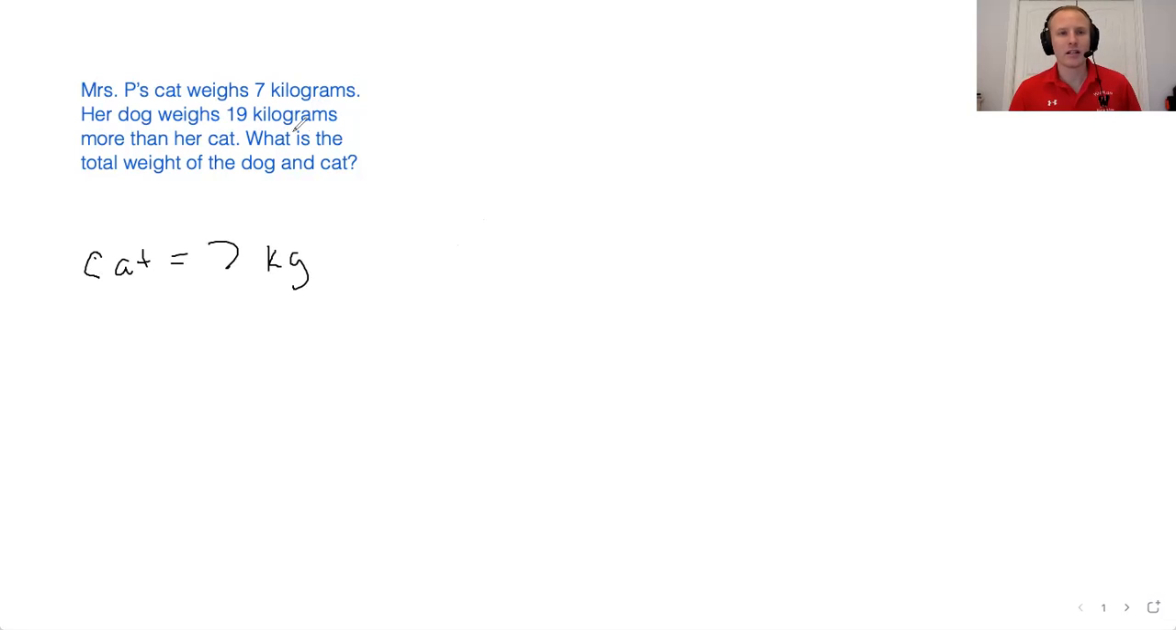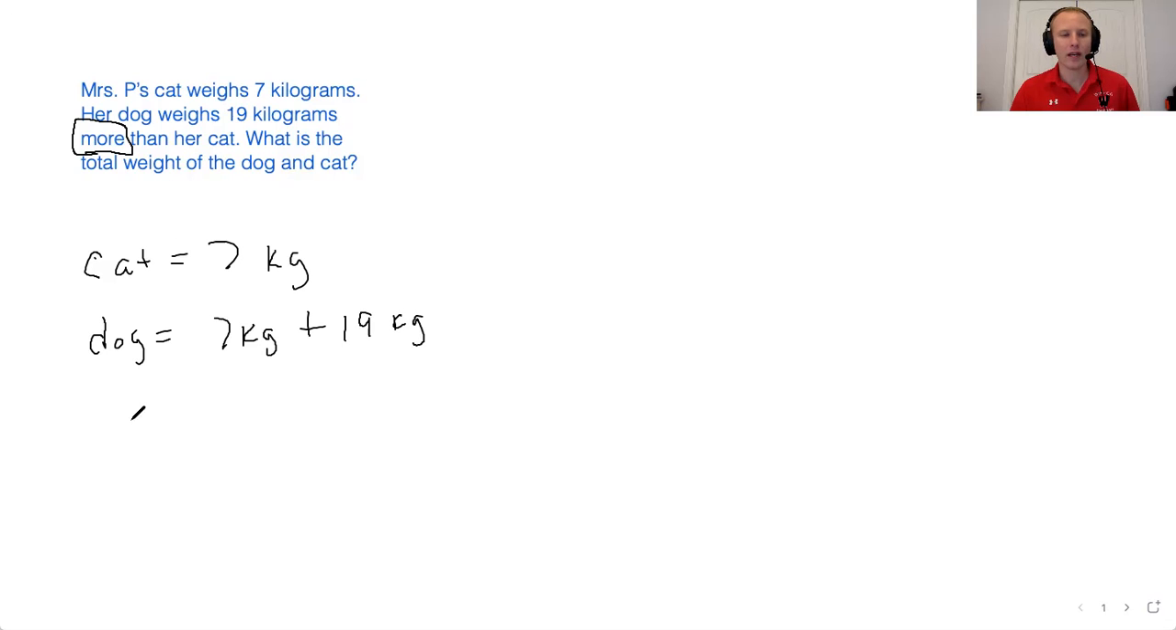Her dog weighs 19 kilograms more than her cat. That's an important word right there. More than her cat. A common mistake is to say her dog weighs 19 kilograms and stop. Your brain sort of stops thinking right there, but that's not what it says. It says it weighs 19 kilograms more than her cat. So dog equals the cat's weight, which is 7 kilograms, plus 19 more kilograms.